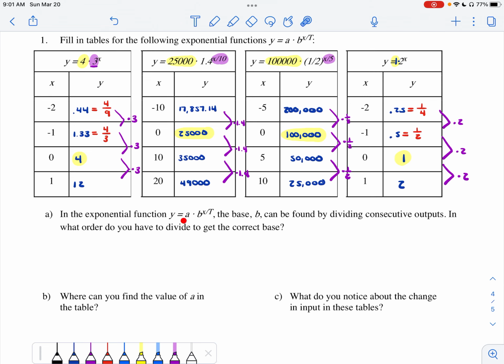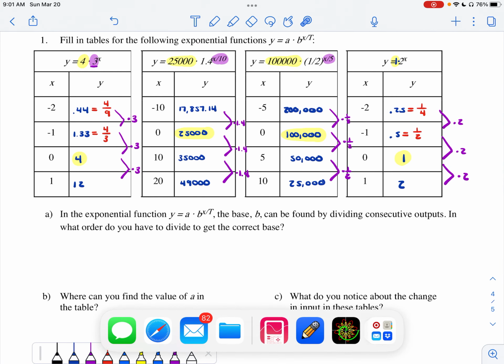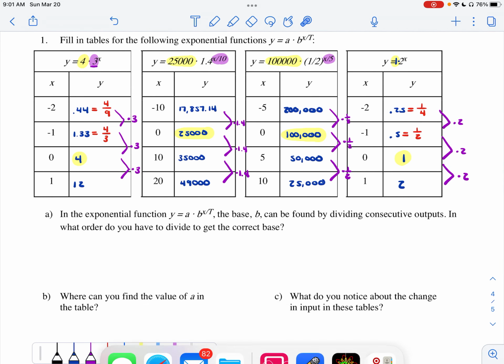So it says, in the exponential function y is equal to a times b to the power of x over t, the base b can be found by dividing consecutive outputs. And we saw that. If we took 12 divided by 4, we got 3. If we took 4 divided by 4/3, we got 3. That was what we were showing here, that in order to get from one number to the next, you multiply by the base. But if you don't know what that base is, then all you need to do is work backwards. Let me just show you that real quick.